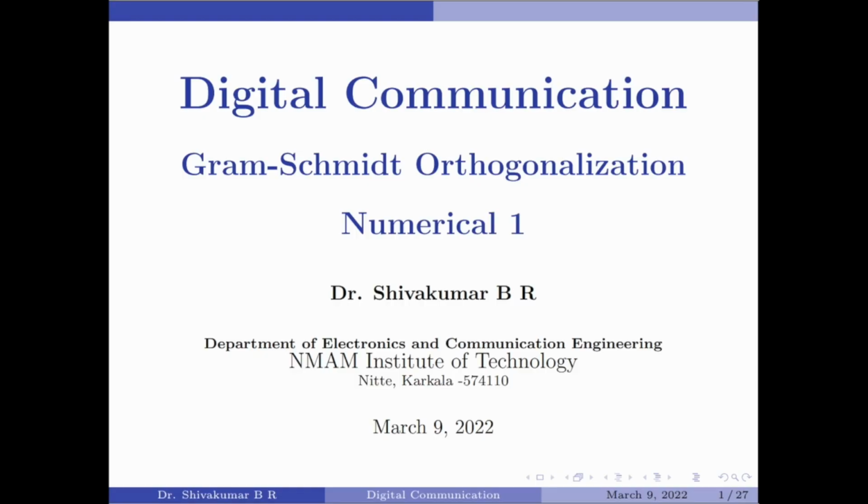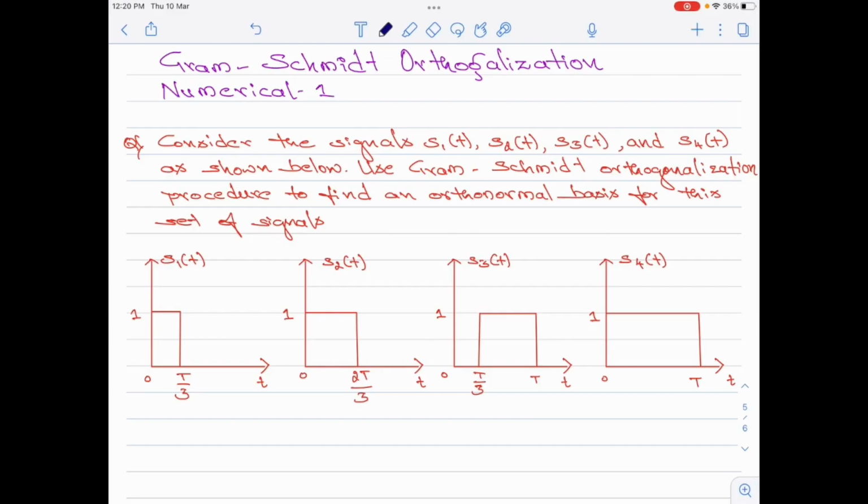In this video, I am going to take up the first numerical on Gram-Schmidt orthogonalization. Let me read out the question first. Consider the signals S1 of t, S2 of t, S3 of t and S4 of t as shown below. Use the Gram-Schmidt orthogonalization procedure to find an orthonormal basis for this set of signals.